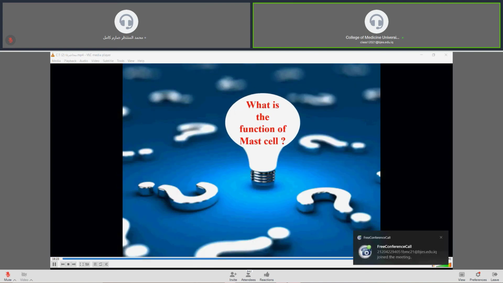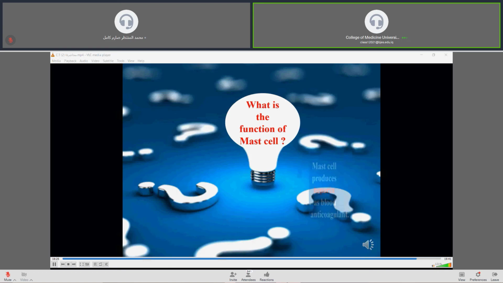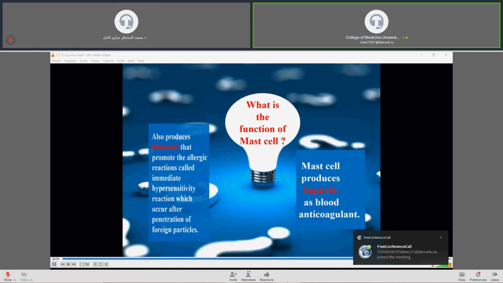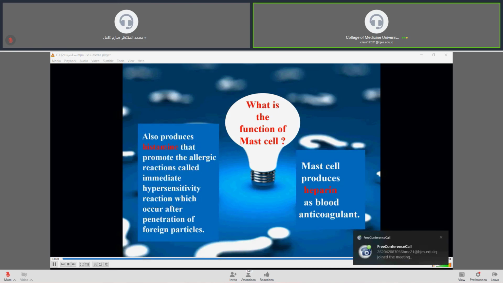What is the function of mast cells? Mast cells produce heparin, which acts as a blood anticoagulant, a substance that prevents blood clotting. They also produce histamine, which promotes the allergic reaction called immediate hypersensitivity reaction, which occurs after penetration of any foreign particle.